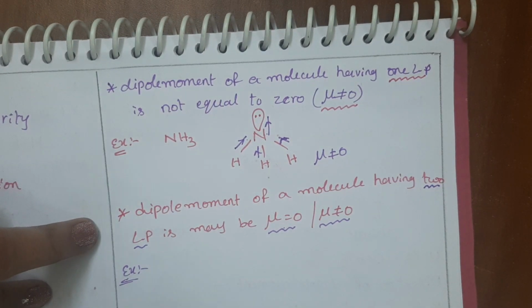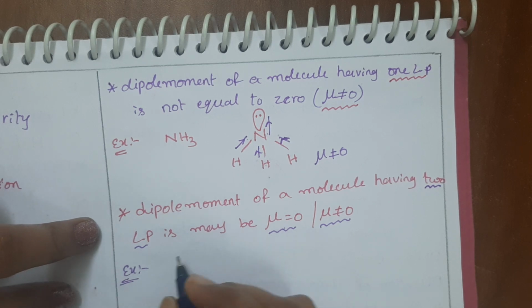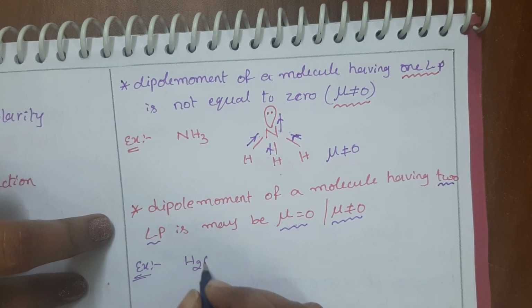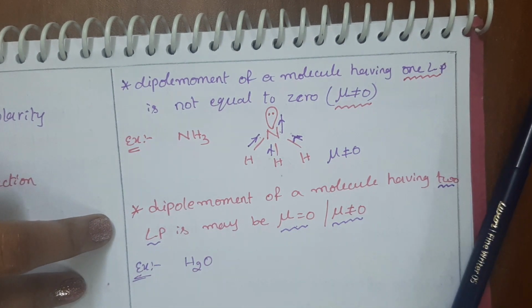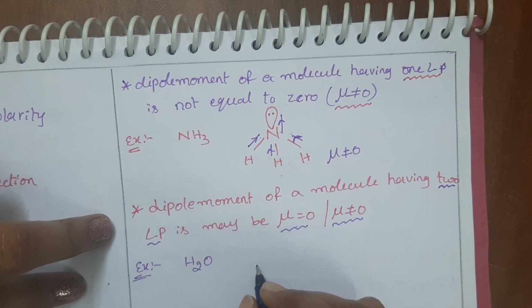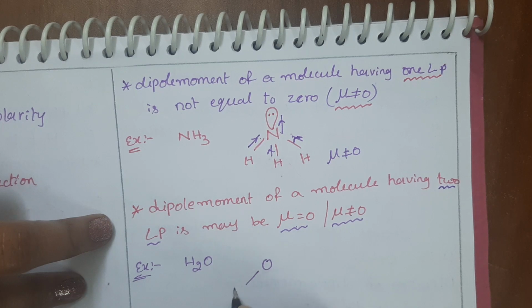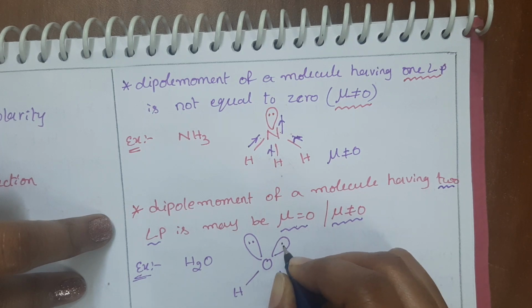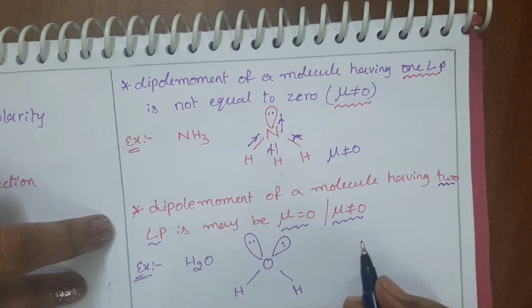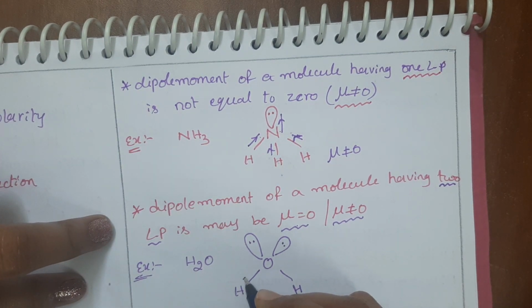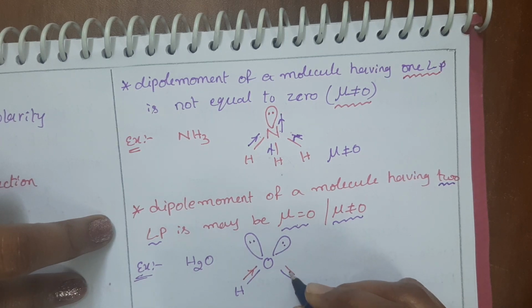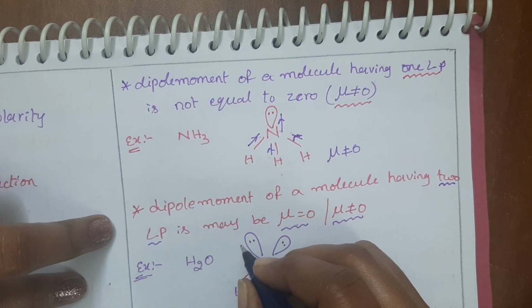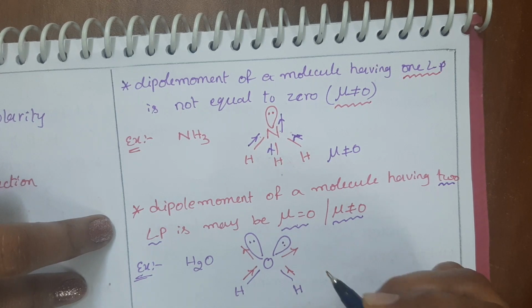So for this one, take an example as water molecule. In this water molecule, draw the structure: oxygen, hydrogen, and it is having lone pair of electrons like this. Now measure the dipole moment. So hydrogen to oxygen and hydrogen to oxygen. And next oxygen to lone pair, oxygen to lone pair.